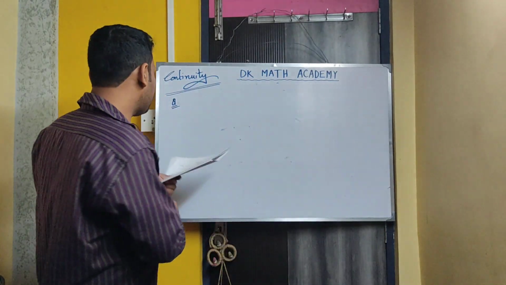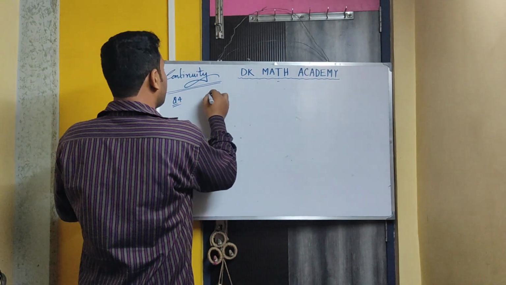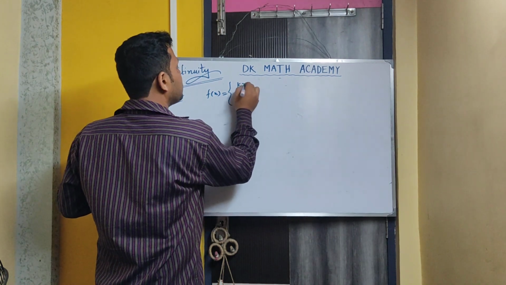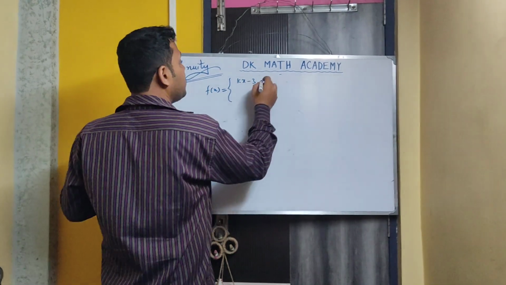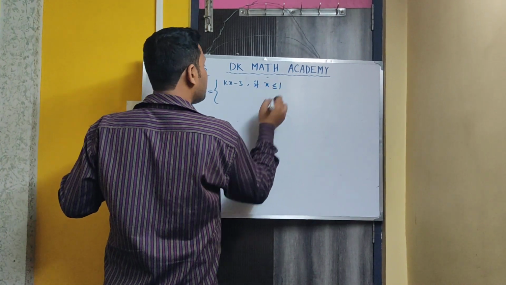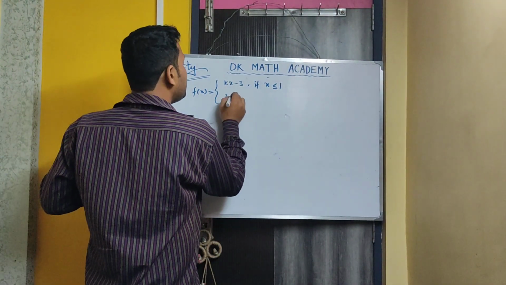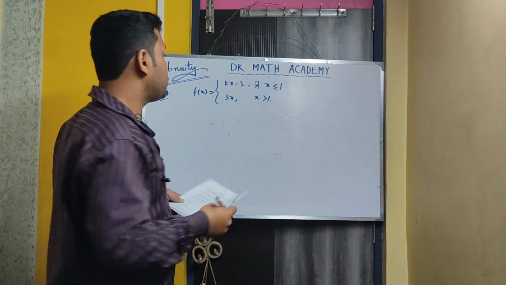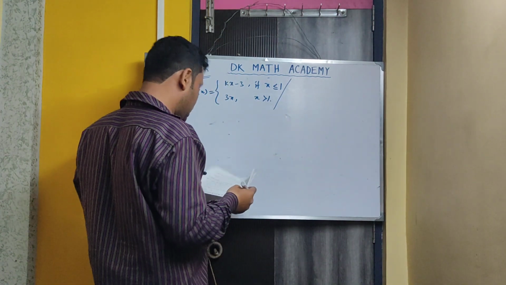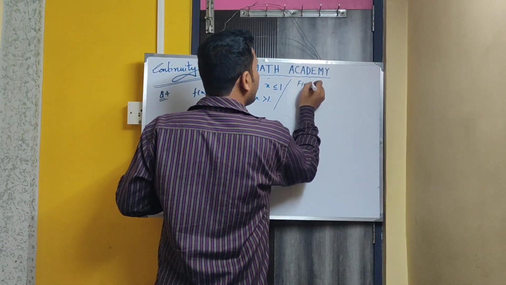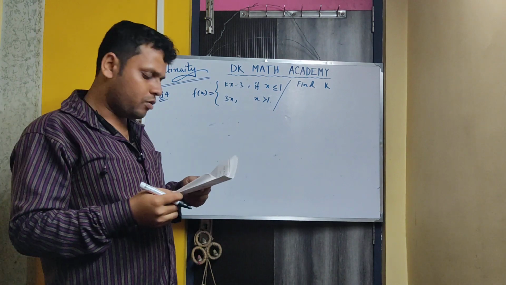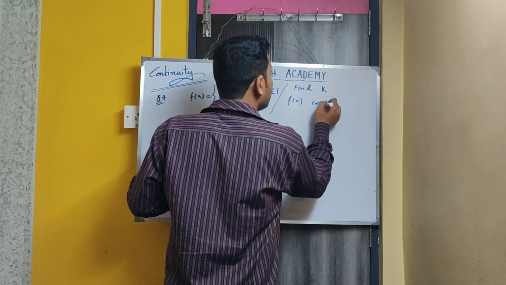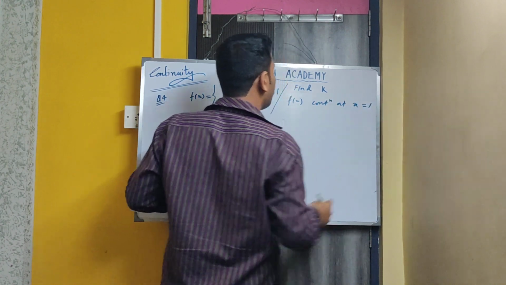Our next problem is, suppose f(x) is defined as kx minus 3 when x less than or equal to 1, and this is 3x when x greater than 1. Now, this is saying that find the value of k for which the function is continuous at the point x equals 1.